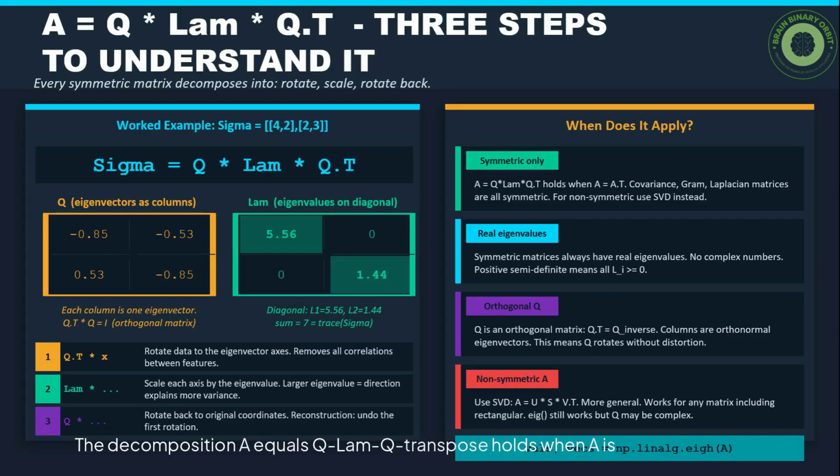The decomposition A equals Q lam Q transpose holds when A is symmetric, meaning A equals its own transpose. Covariance matrices, gram matrices, and graph Laplacians are all symmetric. Q is an orthogonal matrix, its transpose equals its inverse. Columns of Q are the eigenvectors, they form an orthonormal basis. Lam is the diagonal matrix of eigenvalues.